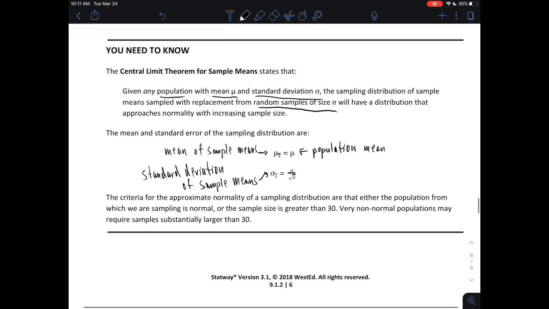The criteria for the approximate normality of a sampling distribution are that either the population from which we are sampling is normal, because as we just saw, if it's normal, then we always will get a normal distribution in our distribution of sample means, or the sample size is greater than 30. Very non-normal populations may require samples substantially larger than 30.